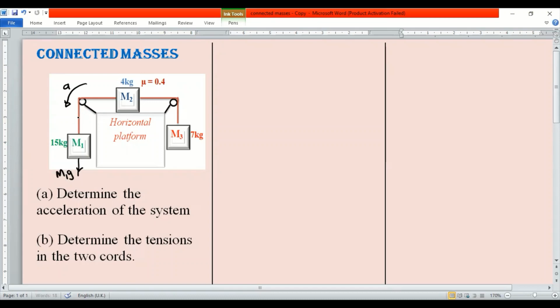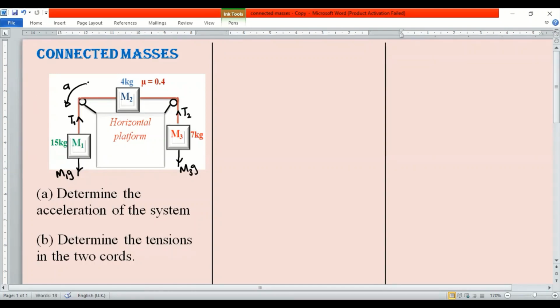And the tension on this string, according to Newton's third law, will act upward. Let me call this T1. Now, this is one part of the motion. This object M3 is also suspended, so it will have a weight. The weight of this object, let me call it M3G. Of course, it will also have a tension on this cord. Let me call this T2.